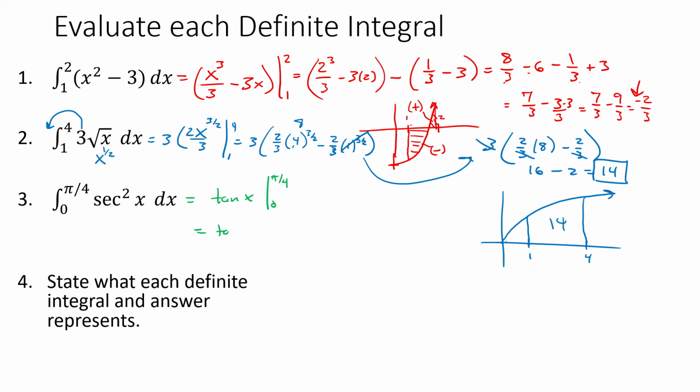So that gives us tangent pi over 4 minus tangent of 0. Pi over 4 is 45 degrees. So that means the adjacent and the opposite are both 1. So that means that it's 1 over 1, or just 1. Tangent of 0 is 0. So we get that our answer here is just 1. So remember, each of these integrals represents the area under the curve from a to b of this function f of x.